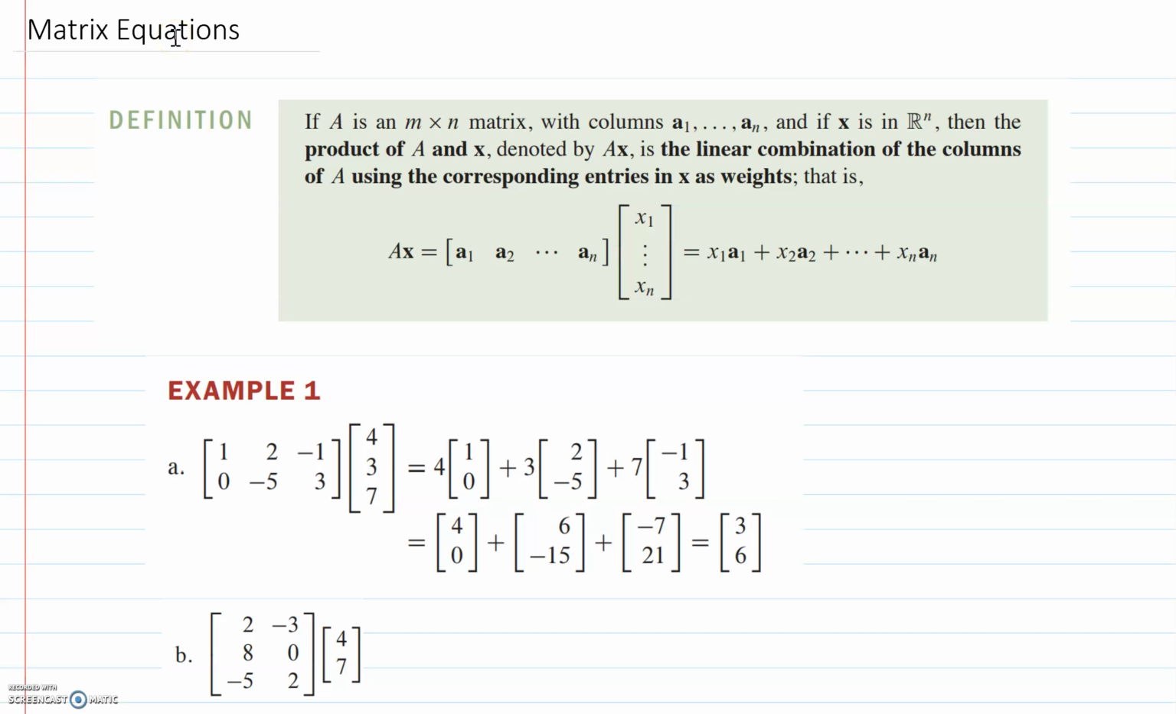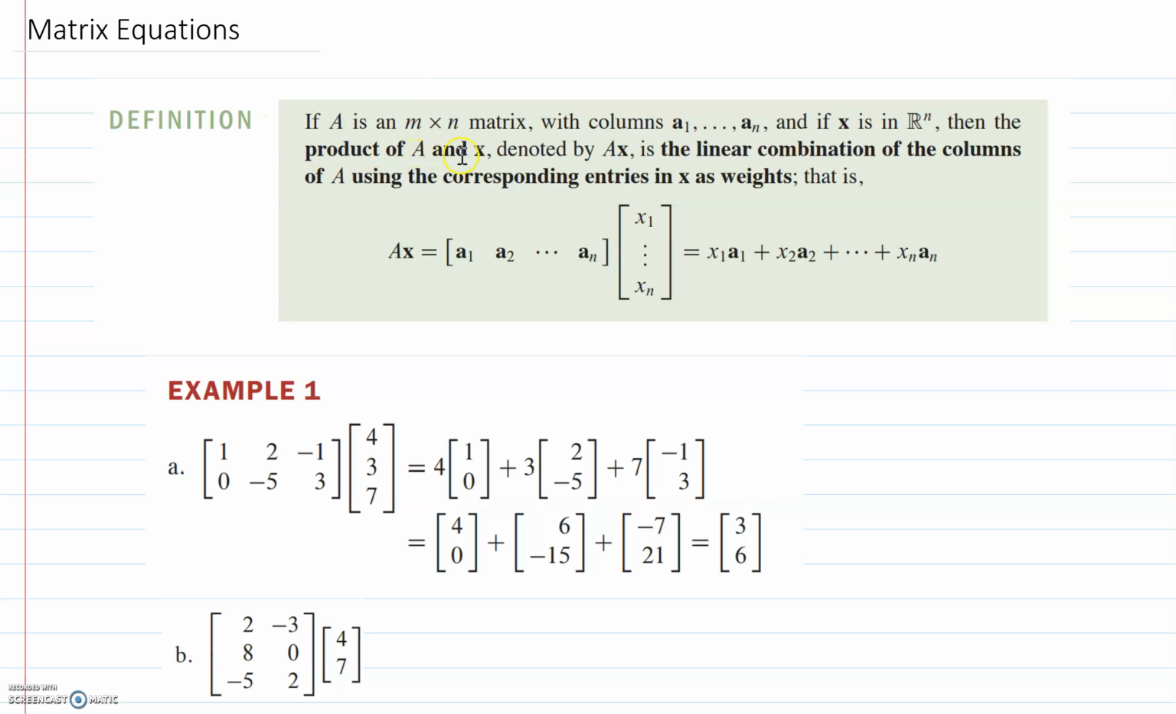But before we define what a matrix equation is, let's go over the following definition of what a product of a matrix A and a vector X is. So it says here in the definition that matrix A is an m by n matrix, and it has columns A1 through AN. So here is A right there. X is in Rn, so there's n entries. By the way, each AI, we have an m by n matrix, so each AI has to have m entries. Each AI is in Rm.